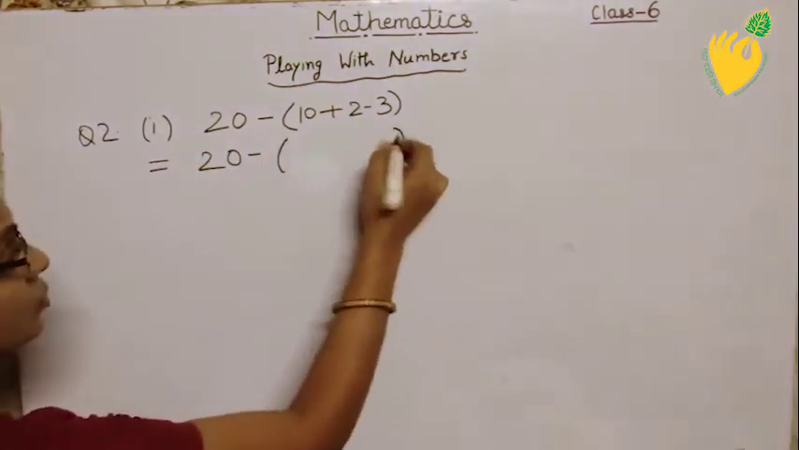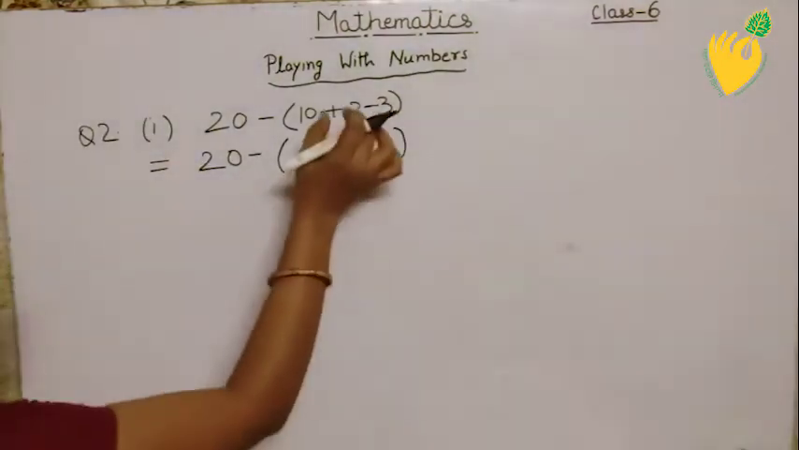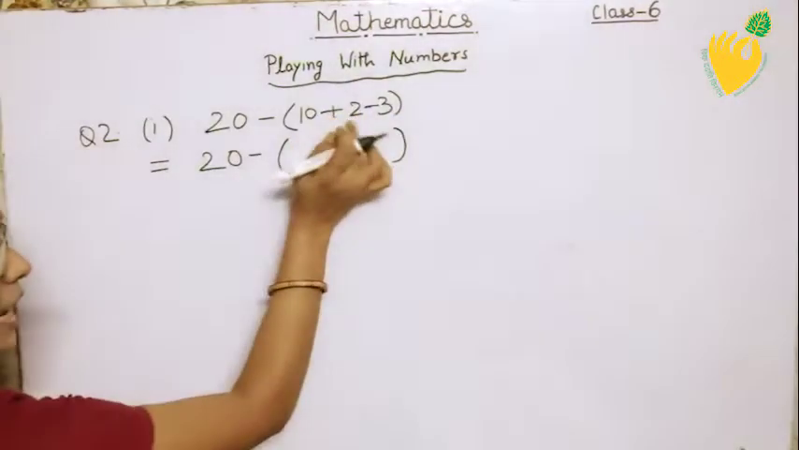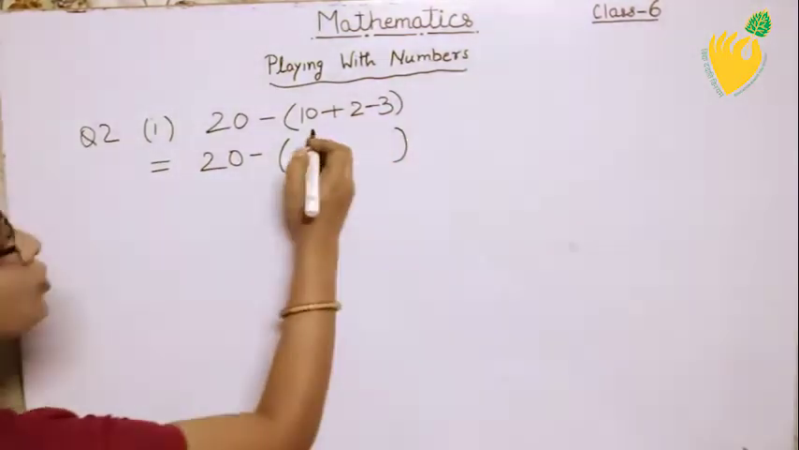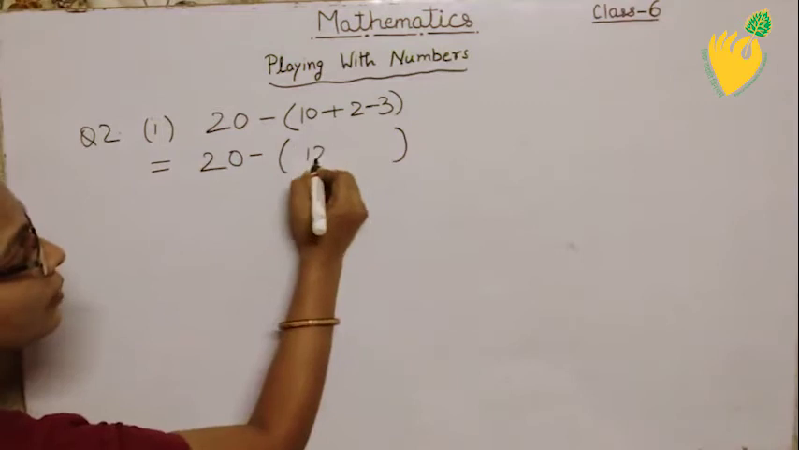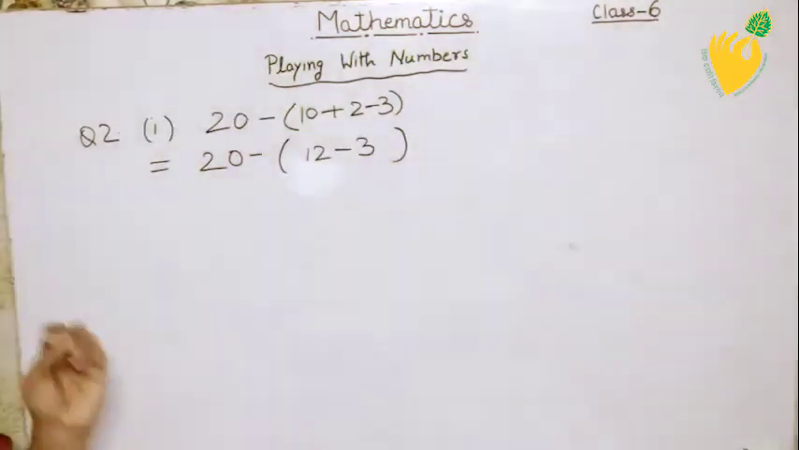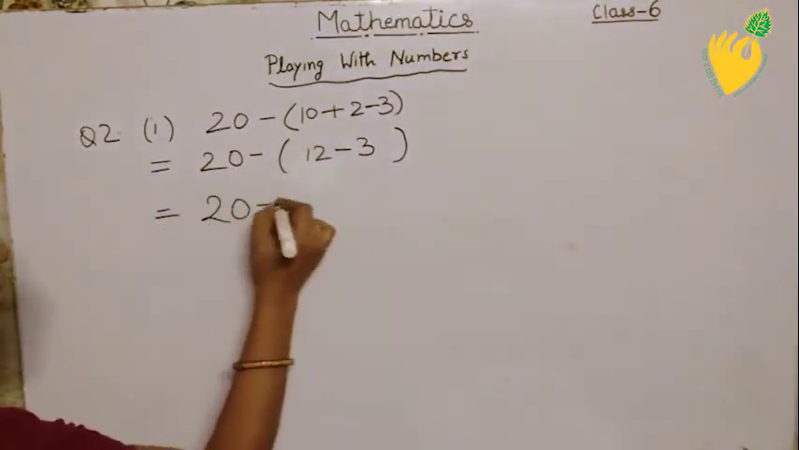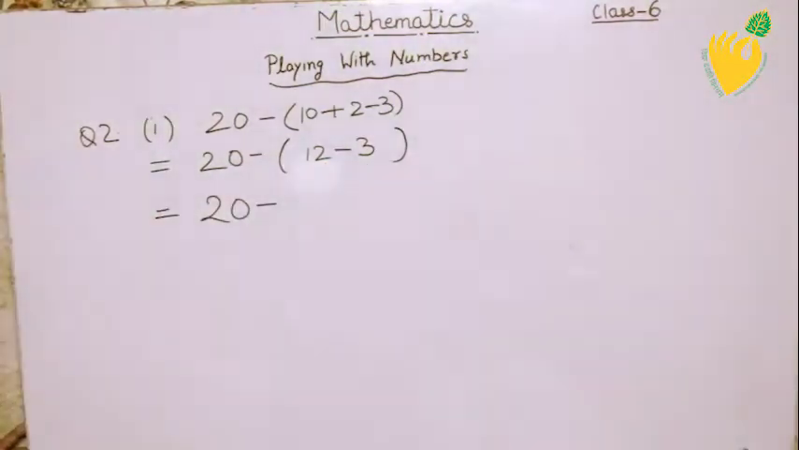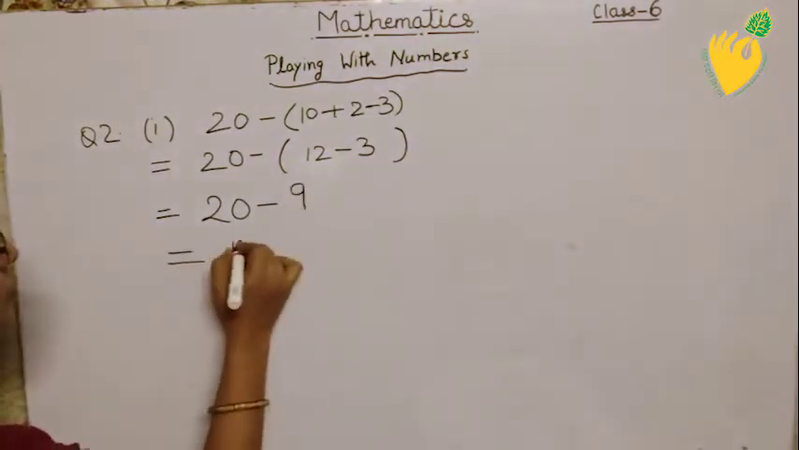And within the bracket, students, there are two operations. Then you will first do addition and then subtraction according to our BODMAS sequence. So 10 plus 2 is 12 and what is left, students? Minus 3, and you will write minus 3 as it is. Now 20 minus, what is 12 minus 3, students? 9, and 20 minus 9 is 11.